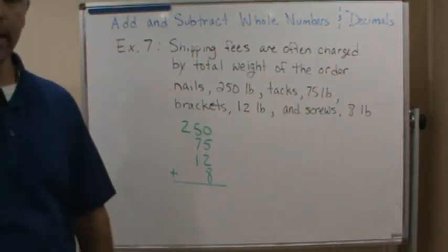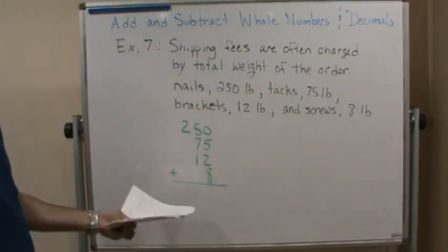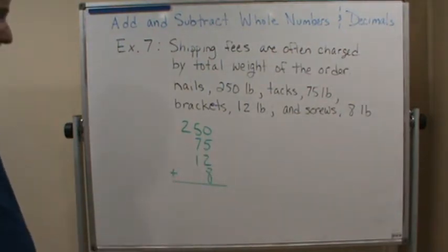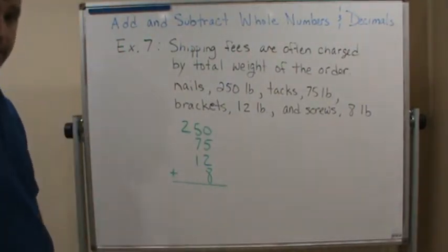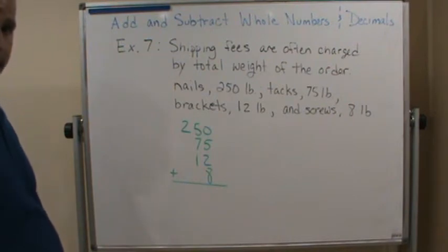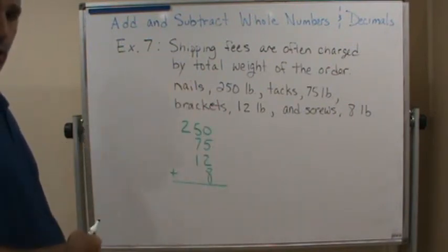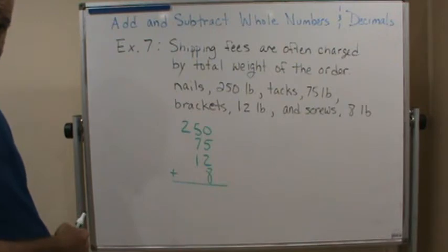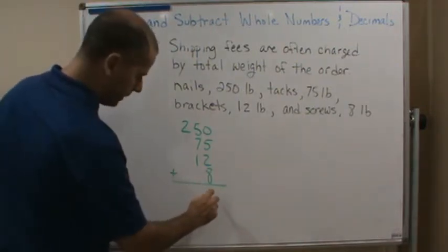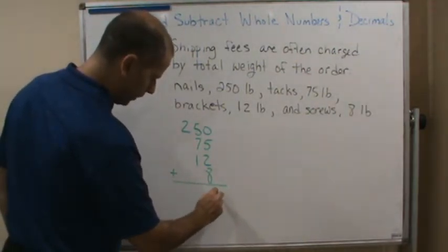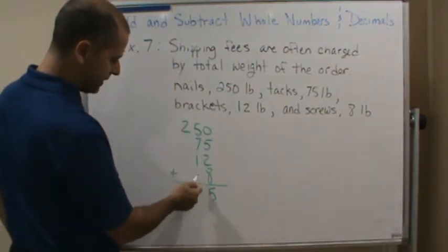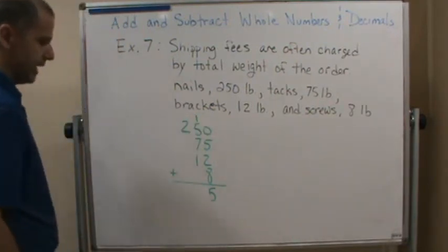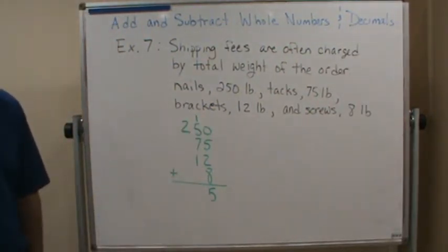Now I'm going to add, starting with the ones column, and I'm going to regroup when necessary. This column adds up to 15. Well, 15 is bigger than 9, so I'm going to have to bring 10 over into the tens column. I can't put 15 here, so I'm going to put the 5 here. Where does the extra 10 go? It goes in the tens column, so I'm going to carry the 10 over to the tens column.